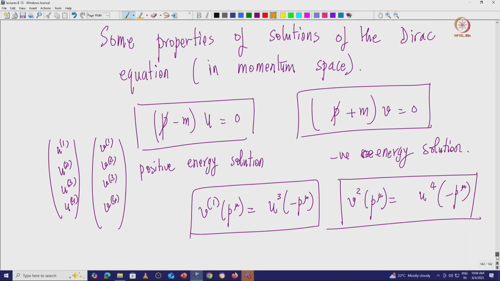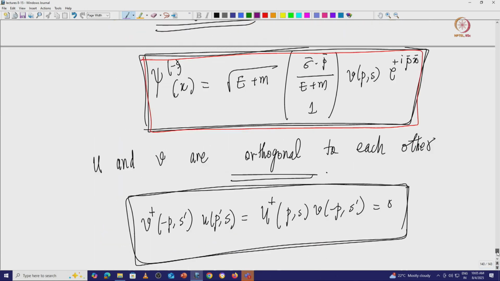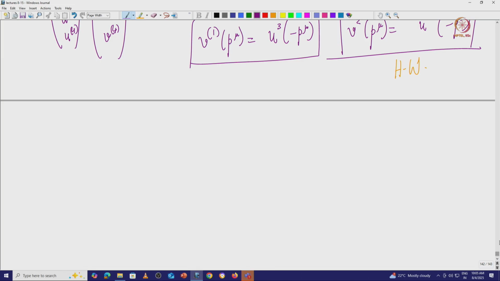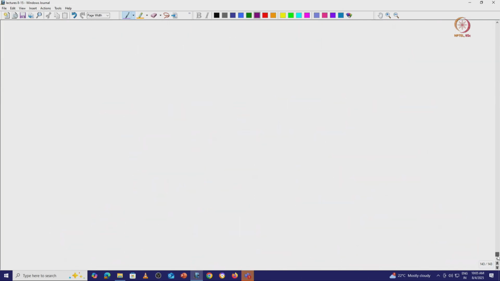These are certain things you can know, and I leave this for homework. You can study these things at home. Good. Okay, let us proceed further. There are some important relations of the spinors.